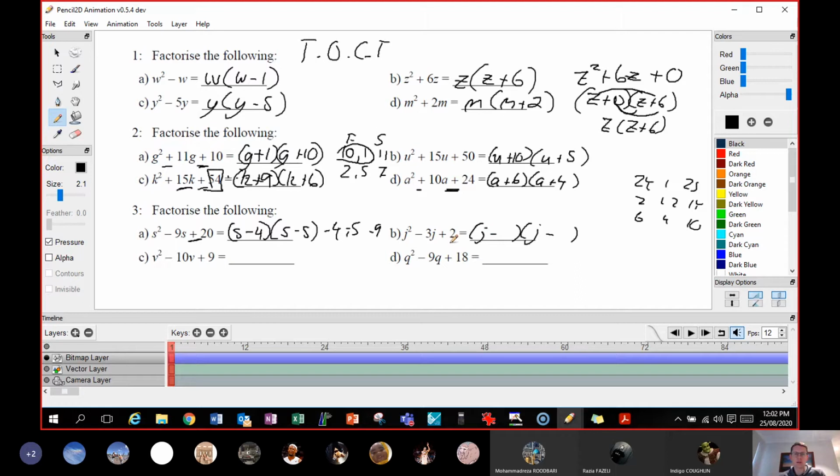Multiply to give you 2, add together to give you 3. Well, that'll be 2 times 1. Here, going to be the same. They both need to be negative.